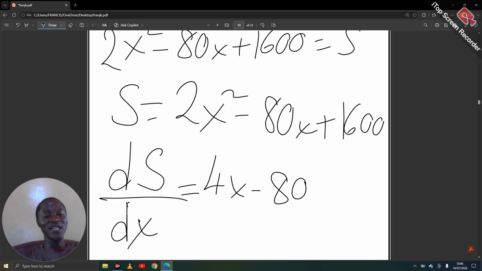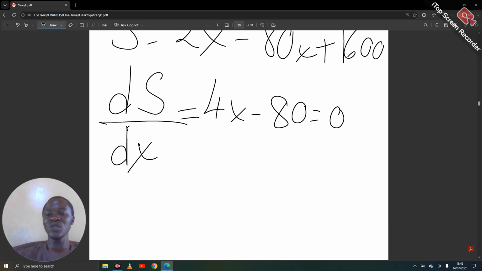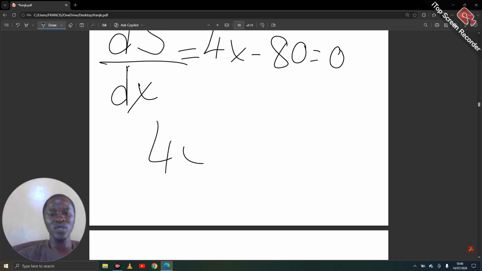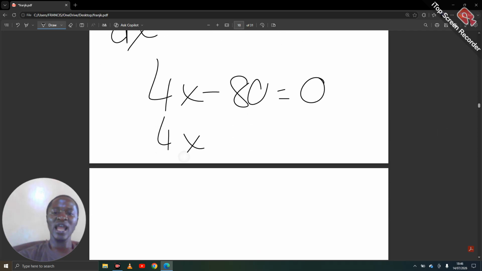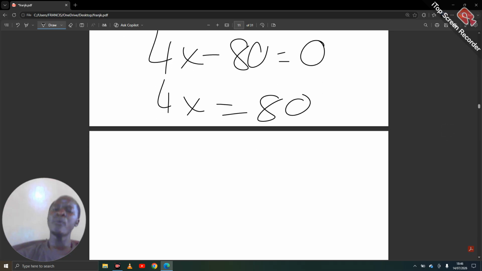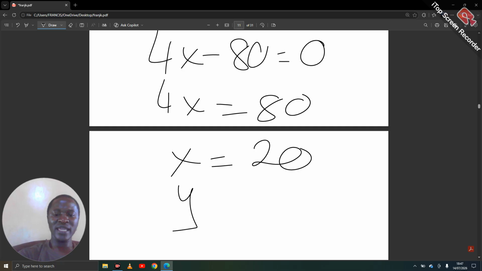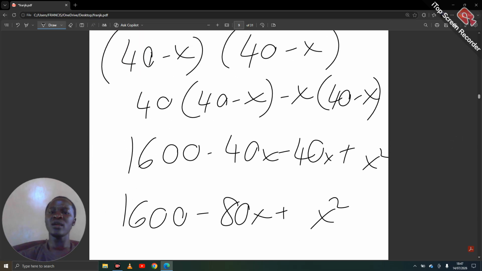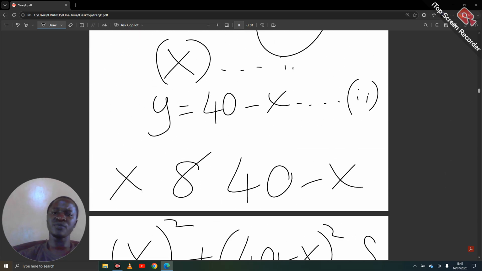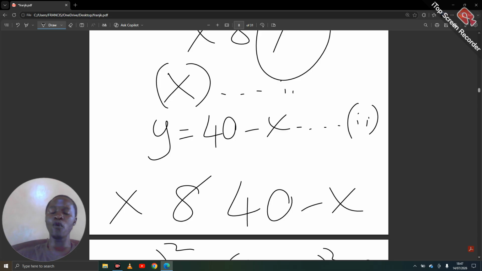And remember, when dealing with maxima and minima, whenever after differentiating, always equate it to 0 for you to get the values you are looking for. So we shall have 4x minus 80 equals to 0. From that point, we shall have 4x equals to 80. Upon dividing by 4, our x will be 20. What will be our y? Go back to the equation of y.